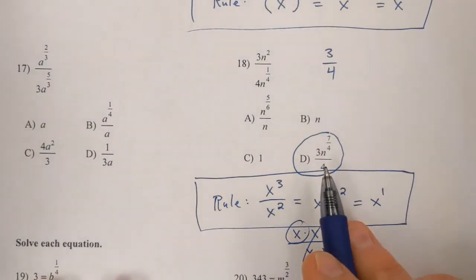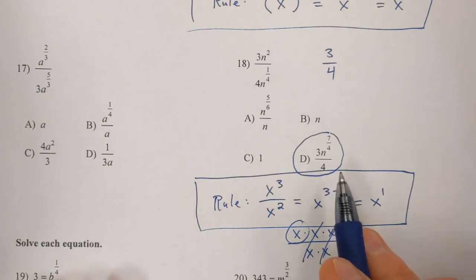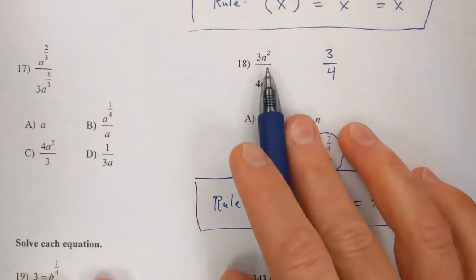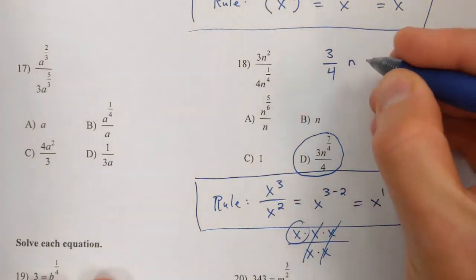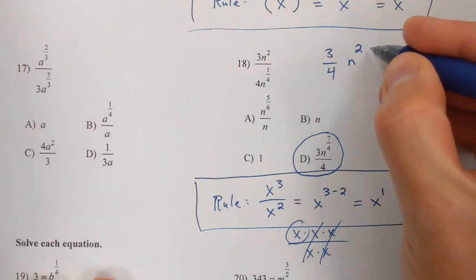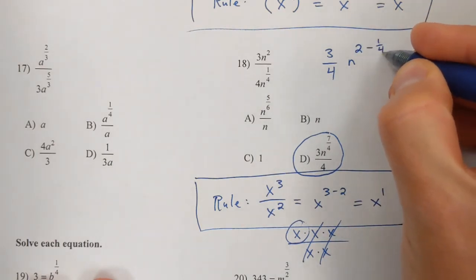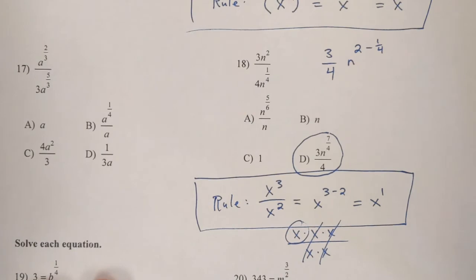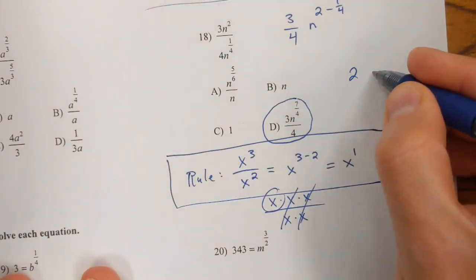Okay, so that made that really easy. But I want you to understand what's going on with the rest of this. Now to find the n, we're going to have to subtract 2 minus 1/4. Okay. Now 2 minus 1/4.